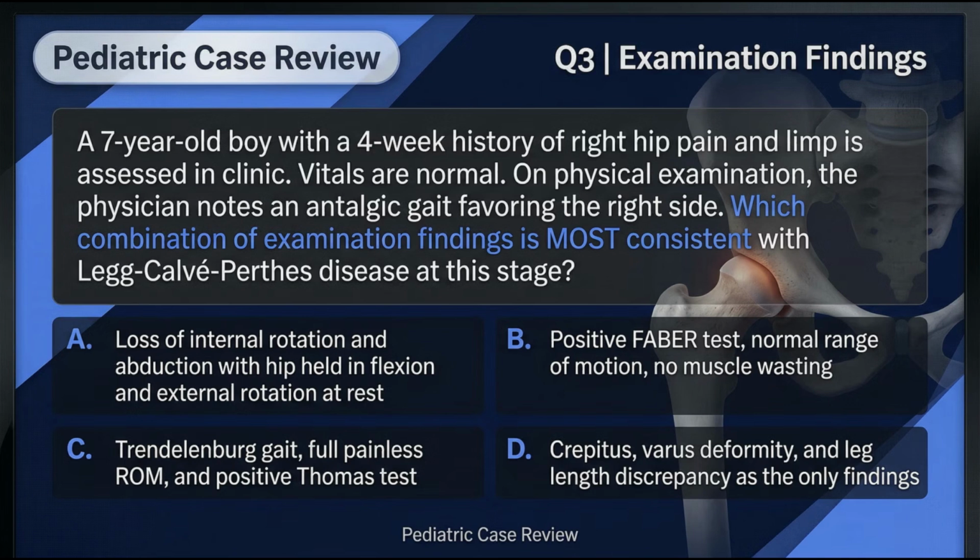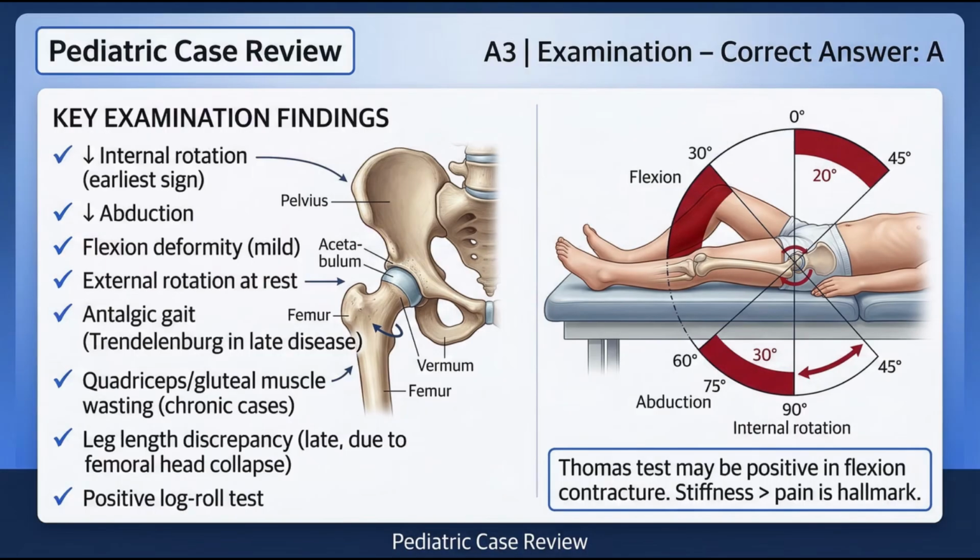Option B. Positive flexion abduction external rotation test, normal range of motion, no muscle wasting. Option C. Trendelenburg gait, full painless range of motion and positive Thomas test. Option D. Crepitus, varus deformity, and leg length discrepancy as the only findings. The correct answer is option A. Loss of internal rotation and abduction with the hip held in flexion and external rotation at rest.